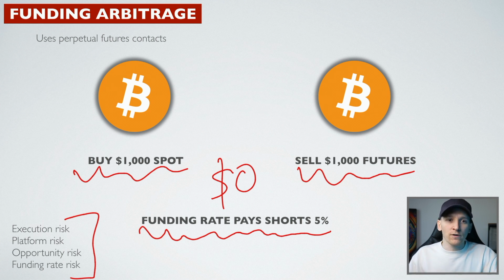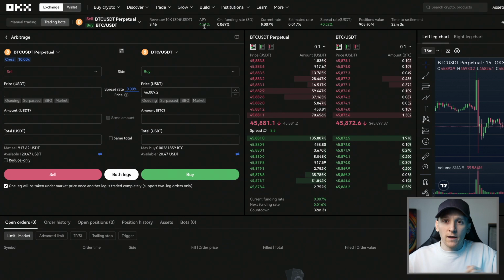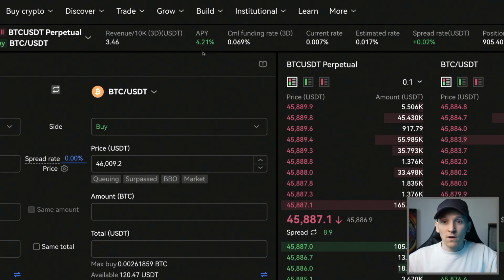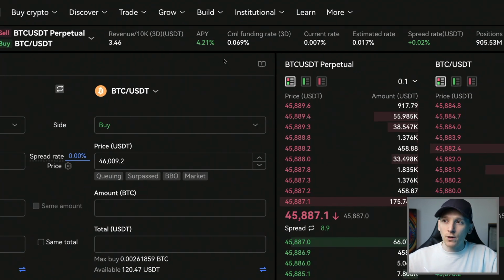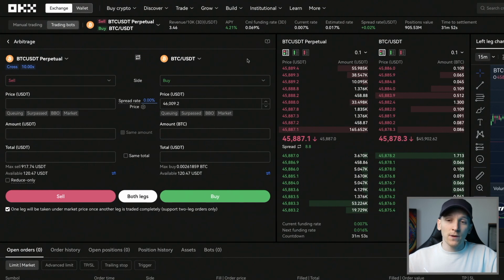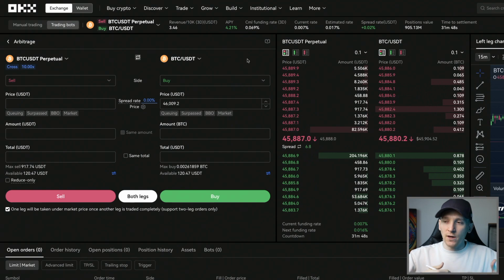And then the last risk there is funding rate risk. Like I said, this funding rate can change over time. So it can be positive, but it can switch to negative, which means that the amount of yield that you're getting from that trade may go down. So we have to be aware of all of those risks and then understand, is this the right time to actually go ahead with this trade?